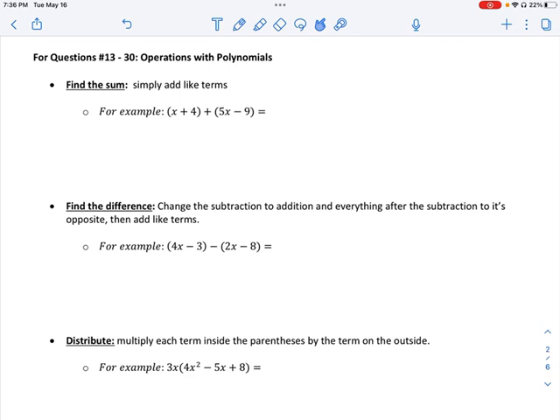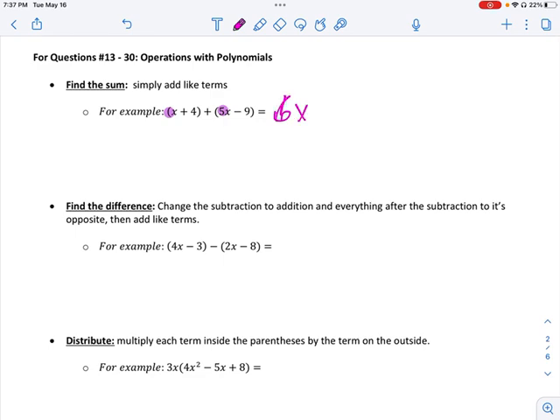So the first topic we're going to address is how do we find the sum. So remember, sum is addition. So what we do when we find the sum is we simply add like terms. So what I'm going to do is start off and I have an x and I have a 5x, so I'm going to add those together. Remember, this is 1x plus 5x, which is going to give me 6x.